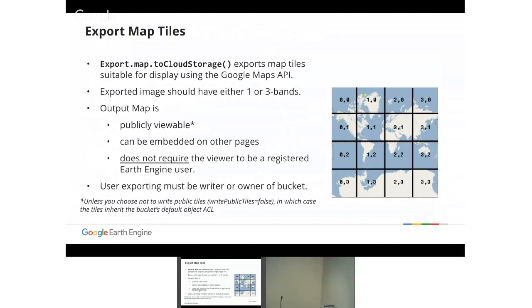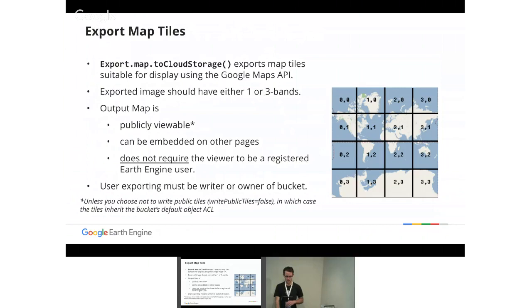When is the output map not publicly accessible? If you use write public tiles equals false, which means that rather than writing public image tiles in that bucket, we are writing image tiles that inherit the default object ACL of the bucket. So if the bucket is private, the tiles are private and largely not useful, but it becomes an authentication layer where you can only view them if you have access to the objects in the bucket.